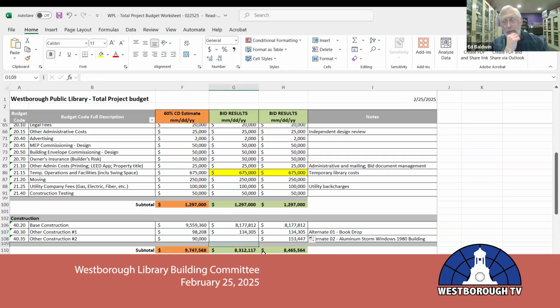Anything else on reviewing the bids and the total project cost update? Only that Brian did a great job in presenting clarity to this whole thing. Thank you, Bill. So, the next item on the agenda is the National Grid easement and service agreement.